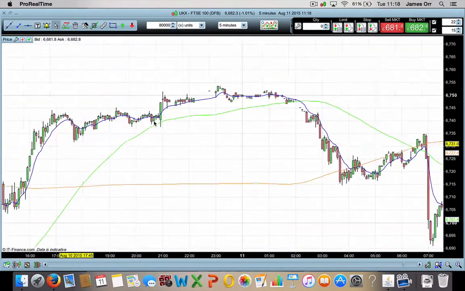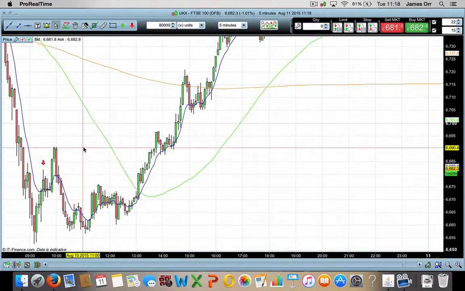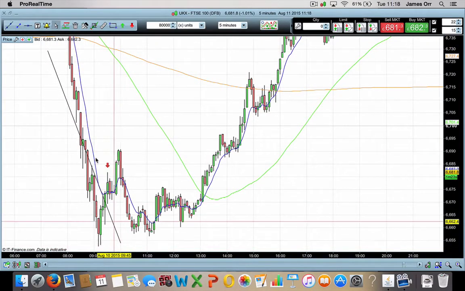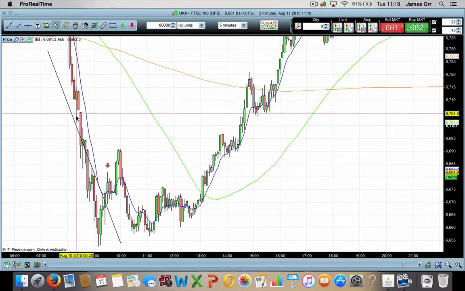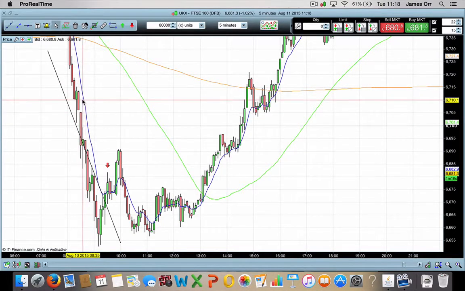The other way I use the exponential moving average is, let's have a look. If the market is in a strong trend, so say it's come down here, and I'm looking to go long. Now, you can see there's a pin bar here. If this was support and resistance, perhaps some people entered on this candle.